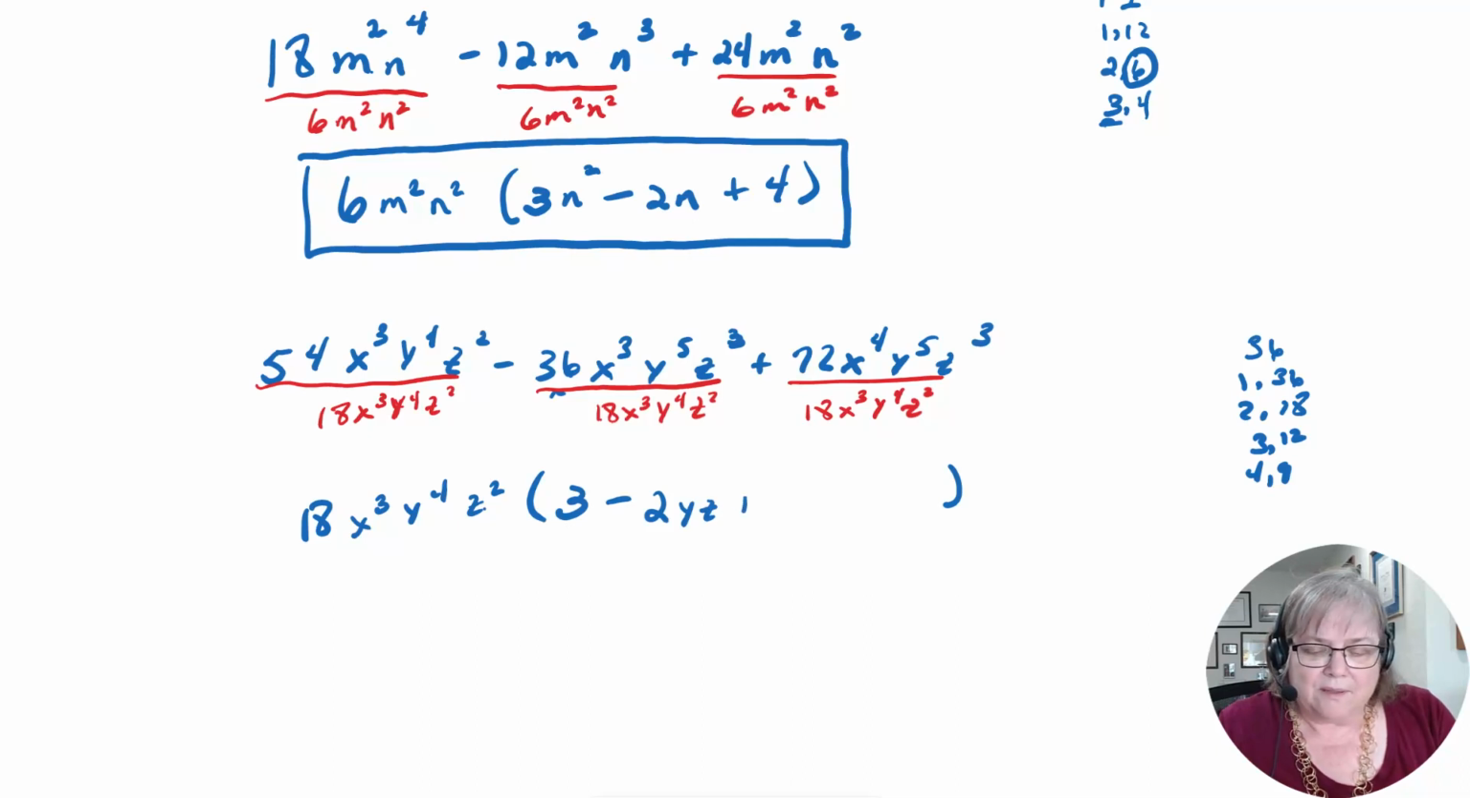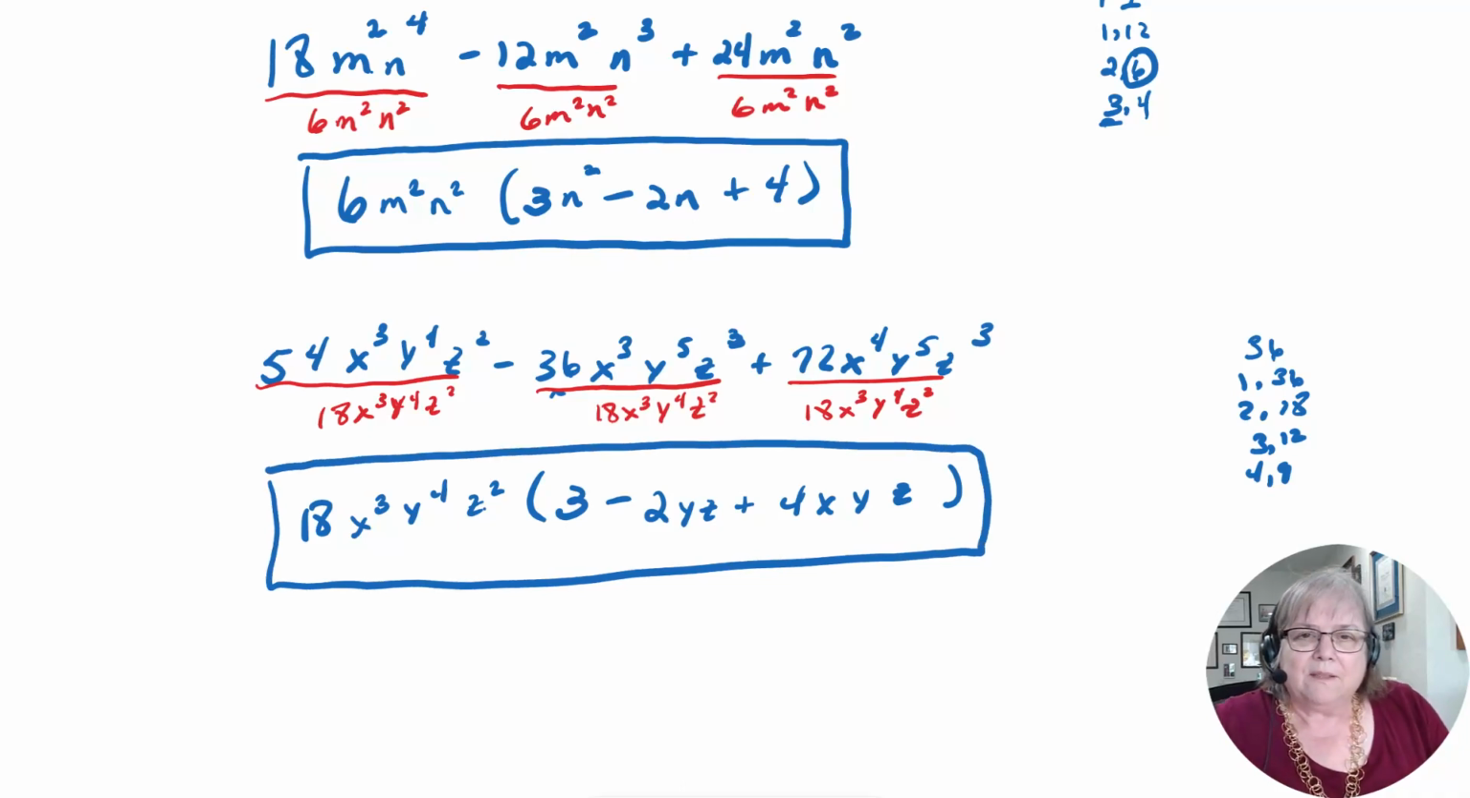Right, plus 72 divided by 18 is 4. You had x to the fourth, you took out x cubed, so you have 1 x left. You had y to the fifth, you took out y to the fourth, so you have 1 y left. You had z cubed, you took out z squared, so you have 1 z left. And here you go.